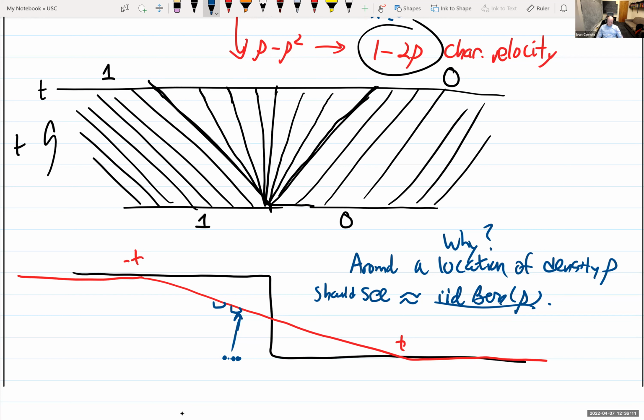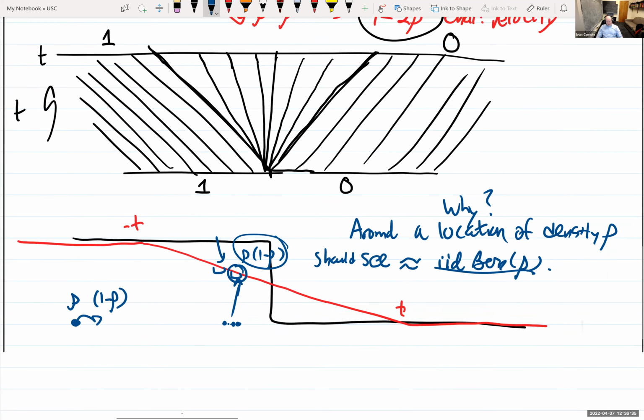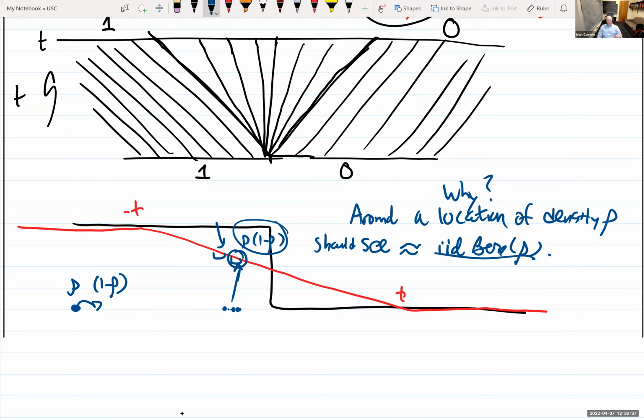Well, particles move. So in order for a particle to move, I basically need to have a particle and then I need to have a hole. And under the Bernoulli measure, the probability of that is rho times 1 minus rho. So the rate at which particles move in this region will be rho times 1 minus rho. And the same is true in this region, except that I have a slightly different value of rho there.